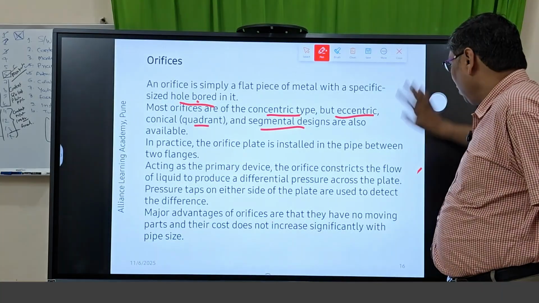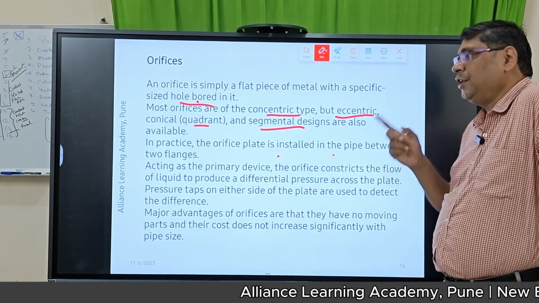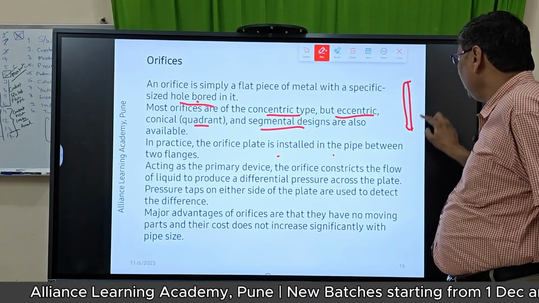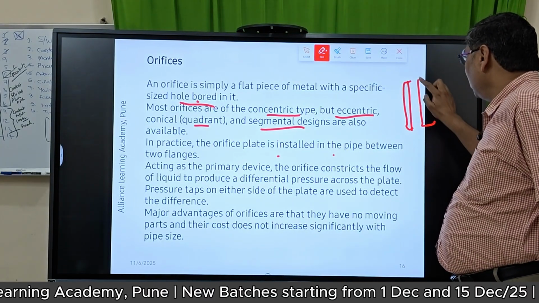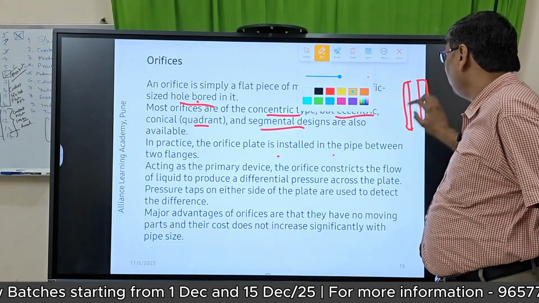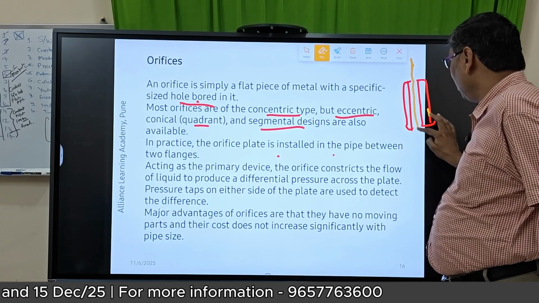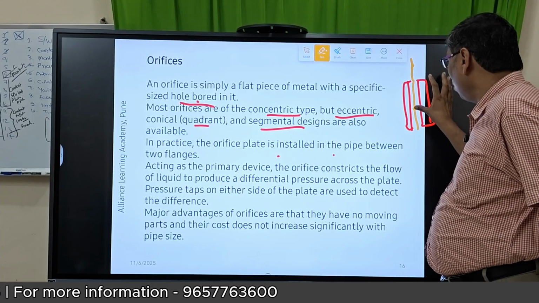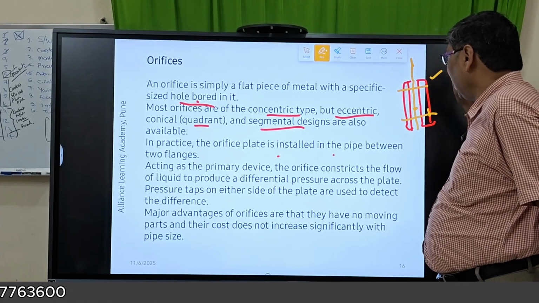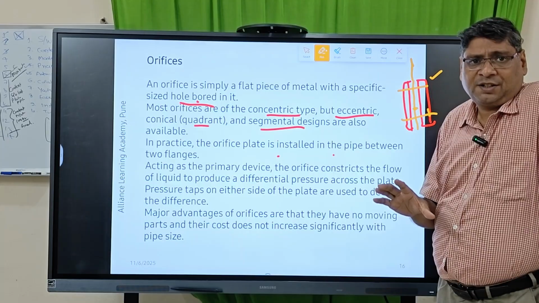Now next, in practice the orifice plate is inserted in the pipe between two flanges. This is one flange, okay, this is the other flange, and your orifice plate is like this. It is inserted between the two. Here is a hole, and this is attached with the nuts and bolts. This is a kind of orifice plate installation or erection.